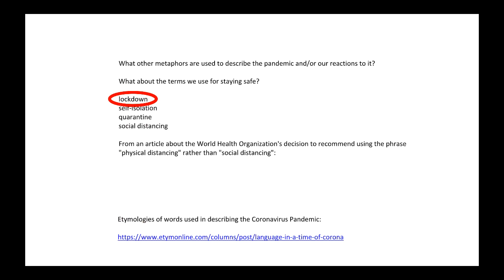But what about lockdown? That's such a drastic term for what we're doing. It really implies prisons and bars, and it can be very anxiety-provoking to feel like you're imprisoned. So these are all aids to help you finish the final project.